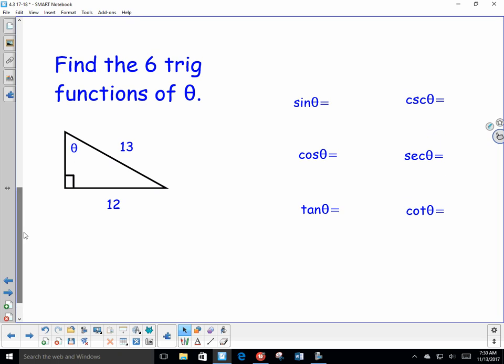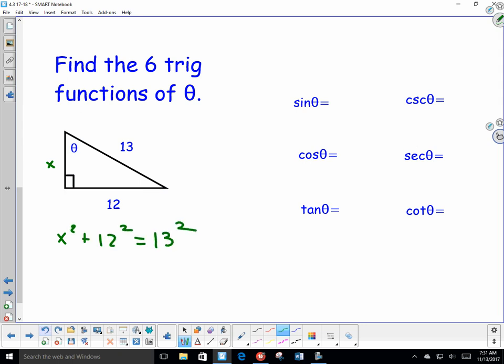All right, we're going to find all 6 this time, so we want to find sine, cosine, tangent, cosecant, secant, and cotangent. So in order to find the trig functions, we are going to need to find this side. We don't have a length there, but it is a right triangle, so we could use the Pythagorean theorem. If we call this side x, for example, it's one of the legs, and this side here is another leg.